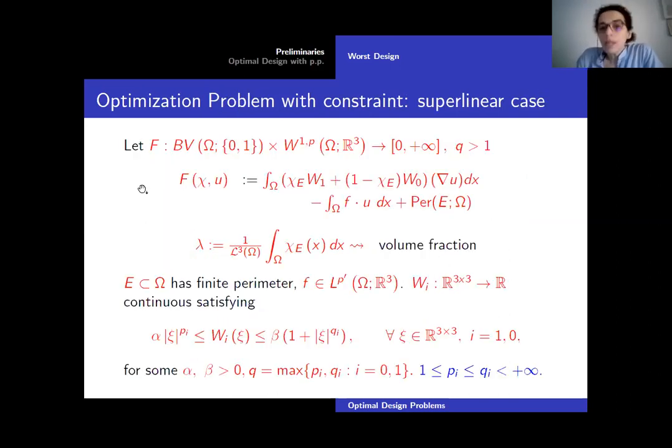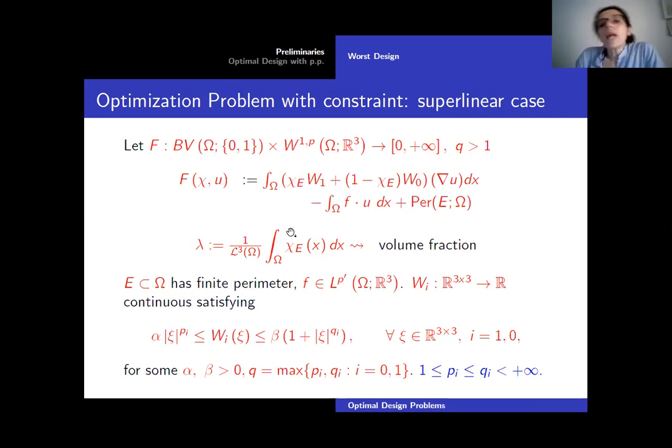So, this is going to be my functional that you have already seen many times, that I'm going to call F of chi and u, and I'm going to say something more precise about the field chi. Chi will be indeed the field which lives in BV of omega with values in 0, 1. And u is going to be, okay, this must be a W^{1,q}, I'm sorry, the field that accounts then for the deformation gradient.